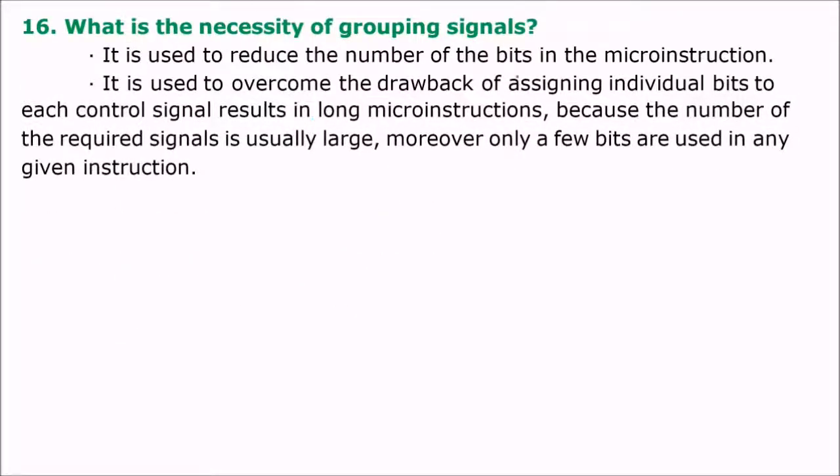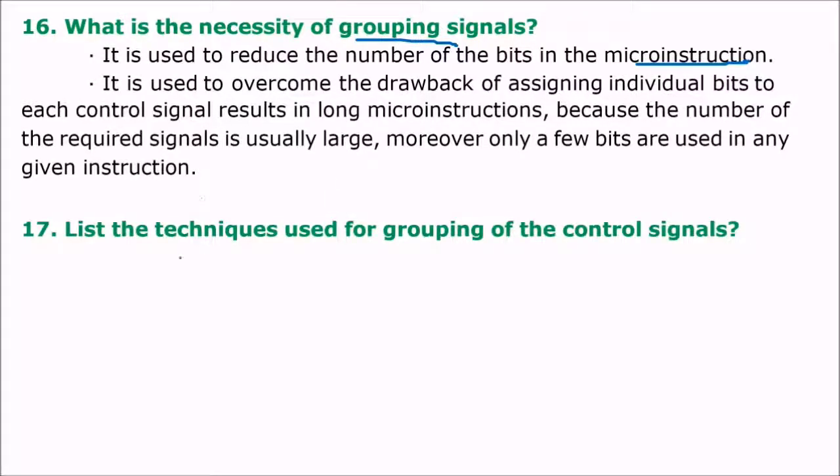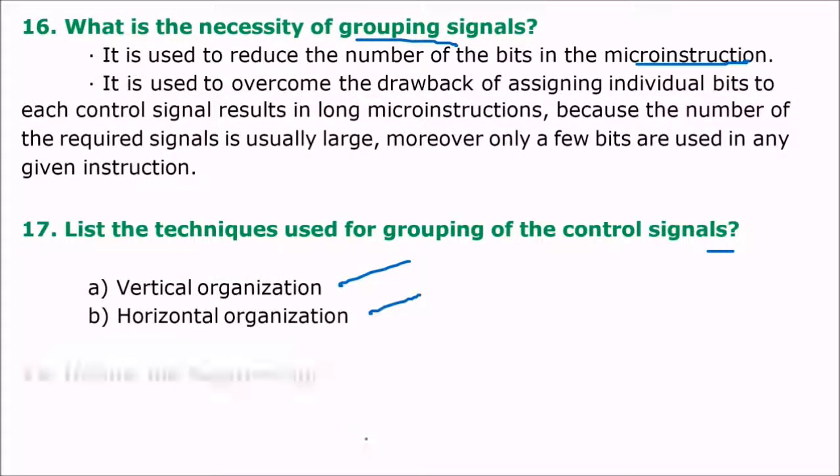What is the necessity of grouping signals? First, it is used to reduce the number of bits in the microinstruction. It is used to overcome the drawback of assigning individual bits to each control signal, which results in long microinstructions because the number of required signals is usually large. Moreover, only a few bits are used in any given instruction. List the techniques used for grouping the control signals. You have vertical organization and horizontal organization.